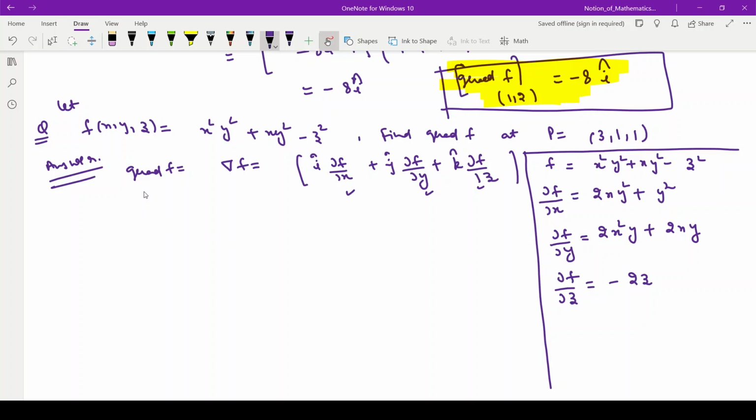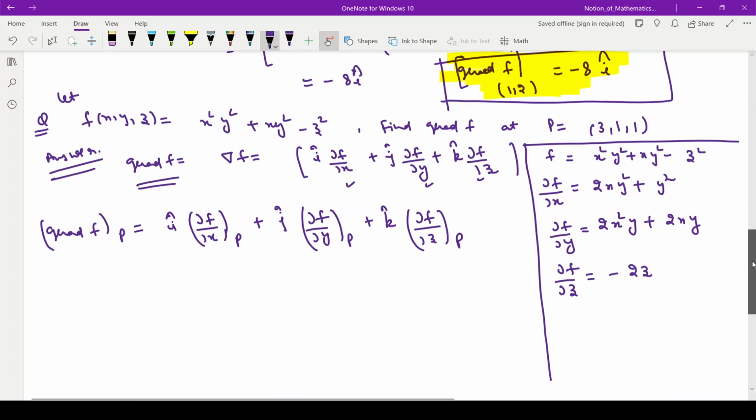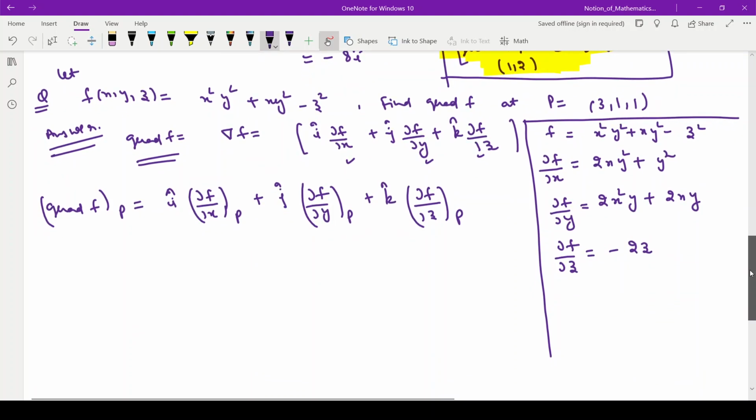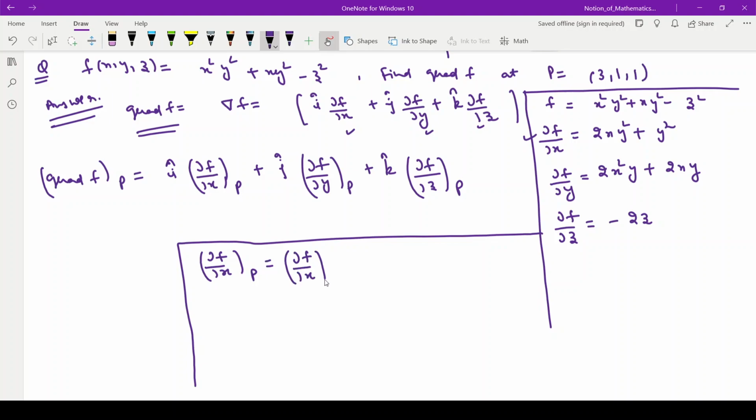Now I want to get this gradient of f at the given point P. I can also write it as i cap partial f by partial x at the given point P plus j cap partial f by partial y at the given point P plus k cap partial f by partial z at the given point P. What we can understand here is that partial f by partial x at point P means partial f by partial x at (3, 1, 1). So how to evaluate it?